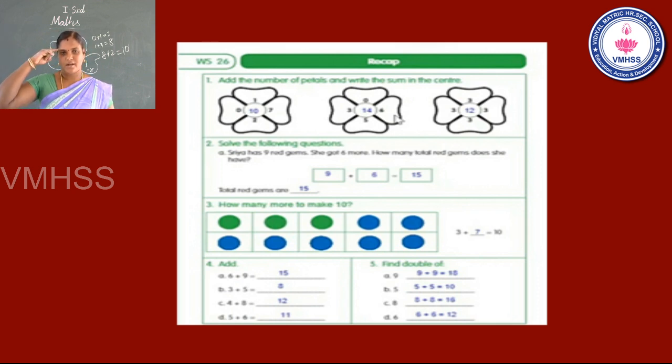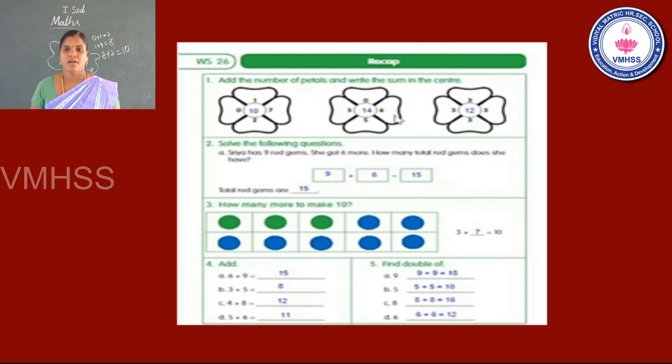Keep in mind numbers 9, 10, 11, 12, 13, 14, 15. Says answer 15. Okay, 3 plus 5. The bigger number is first. Keep in mind, show me your fingers. Number 3. Okay, 3 plus 5. What is the answer?